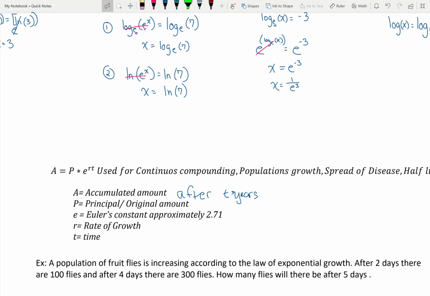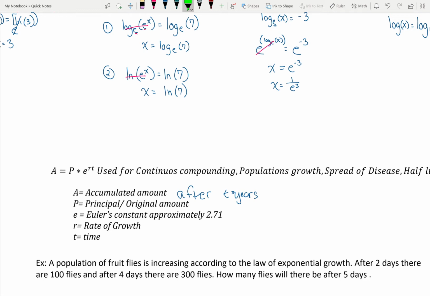All right, so here's our question. A population of fruit flies is increasing according to the law of exponential growth. After 2 days, there are 100 flies, and after 4 days, there are 300 flies. How many flies will there be after 5 days has passed?